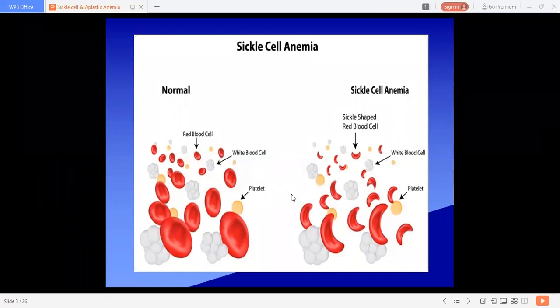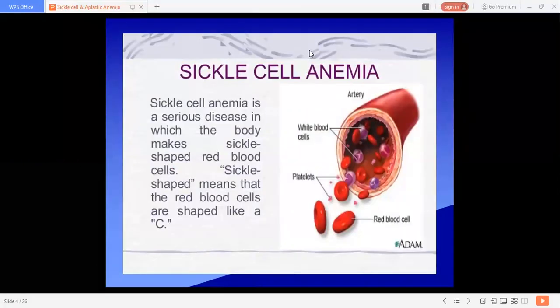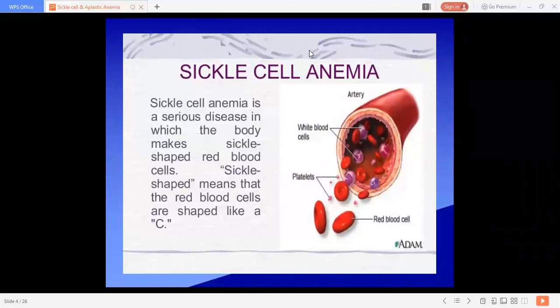And this abnormality is due to some alteration in the amino acid structure of the polypeptide chain of the globin fraction of hemoglobin. Because of abnormal hemoglobin, this happens. And which type of hemoglobin becomes abnormal? That is hemoglobin S. Hemoglobin S is the abnormal type of hemoglobin. So it is a serious disease in which the body makes sickle shaped red cells, and sickle shaped means the red cells become a shape like a C. So this abnormality is related with sickle cell anemia.